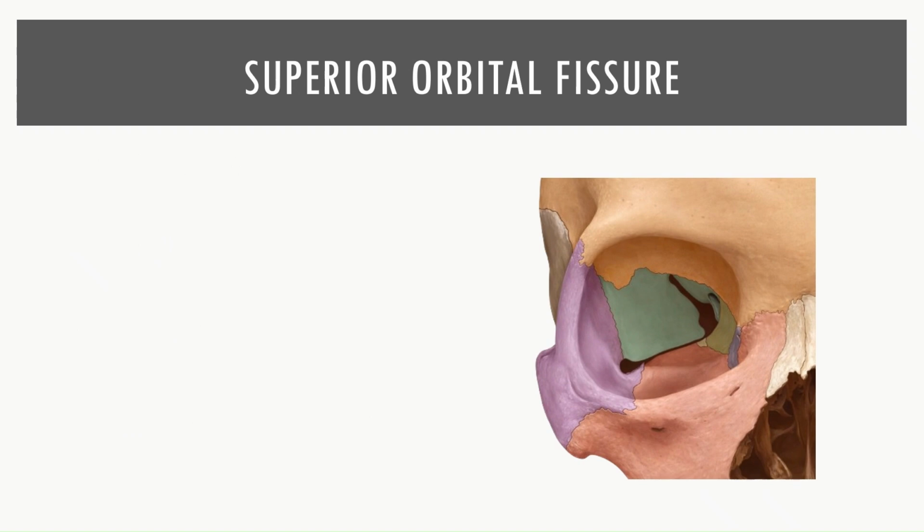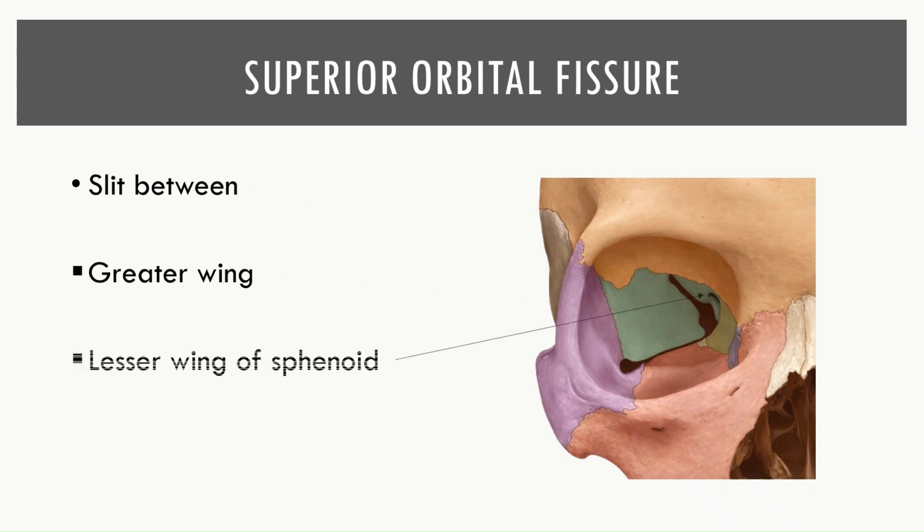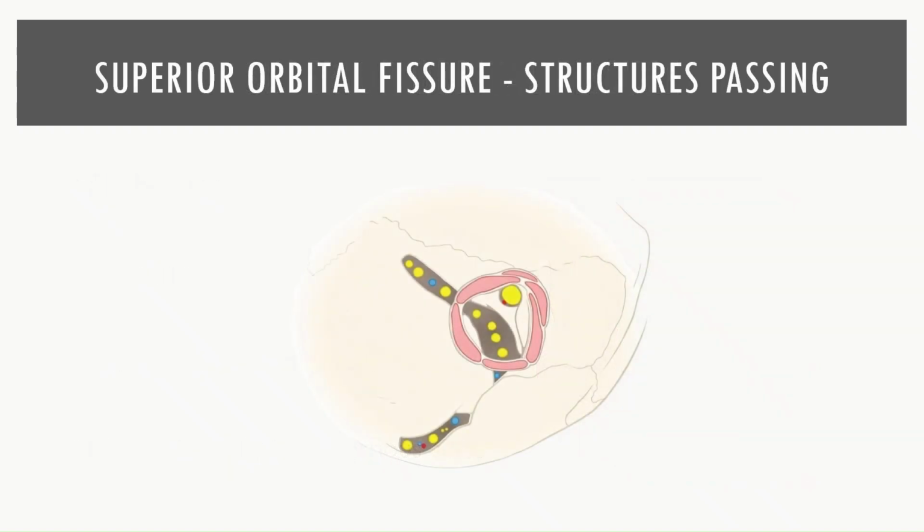Superior orbital fissure. The superior orbital fissure is a slit-like opening between the greater and lesser wings of sphenoid, connecting the orbit with the cavernous sinus. Structures passing through the superior orbital fissure: it is divided by the common tendinous ring, or the annulus of Zinn, into three main compartments: superior or lateral, central or intermediate, inferior or medial.